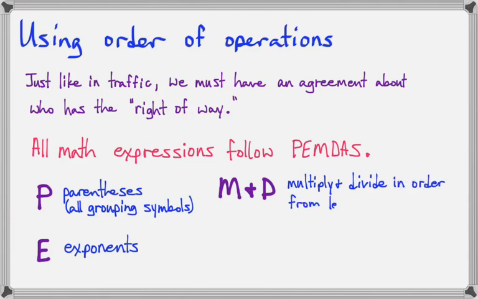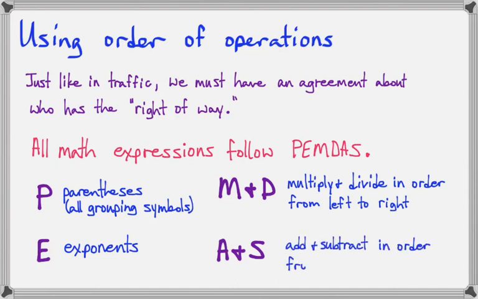A lot of people look at PEMDAS and they think, okay, I'm going to do all the parentheses, then all the exponents, then all the multiplying, then all the dividing, and that's not true. Multiplying and dividing are equal in rank, and therefore they're kind of tied, and so you have to do them as you come to them as you're going left to right. Same thing with adding and subtracting. So A and S stand for adding and subtracting, and that should also be done in order from left to right.